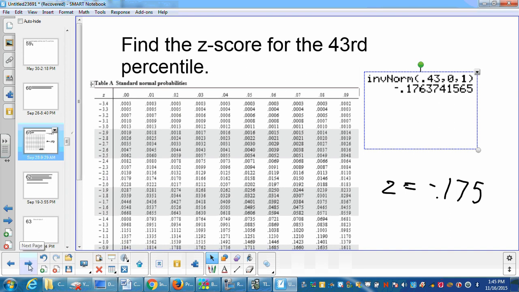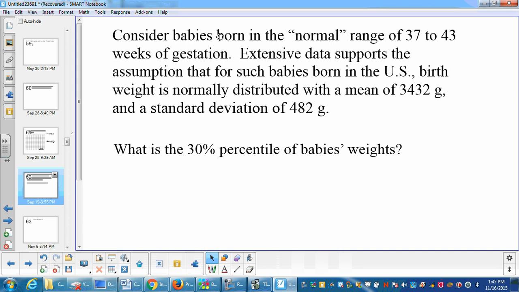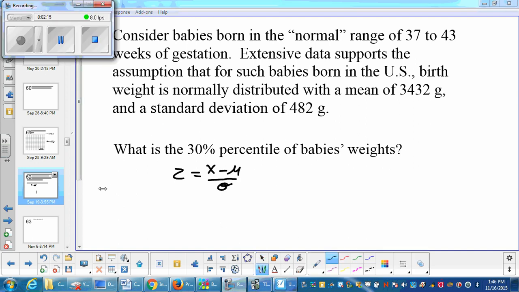Now let's do another situation. Let's go backwards in the baby situation. If we wanted to find the 30th percentile for babies, let's think about this. We know the z-score is equal to the x value minus the mean, over the standard deviation.